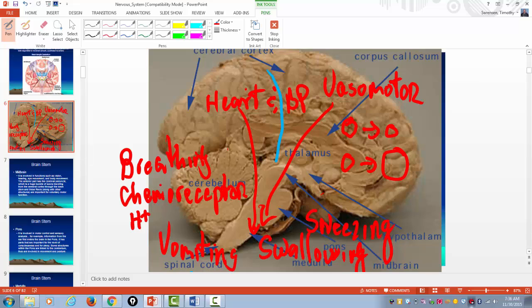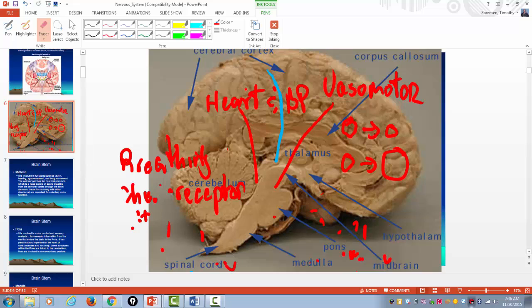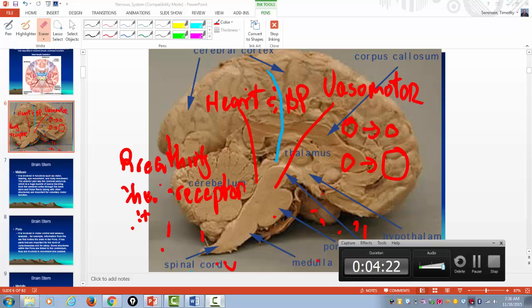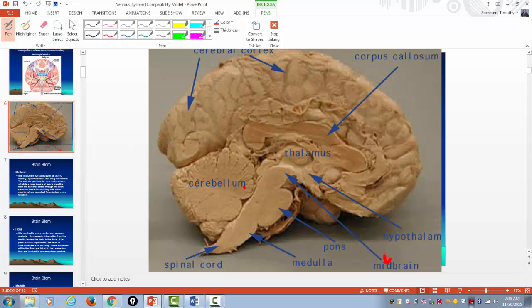So, that goes without saying. So that there is the medulla. Okay, so now we're going to move up a little bit. We're going to talk about the pons. The pons is directly above the medulla. A couple of things about the pons. Number one, it's involved in breathing as well.